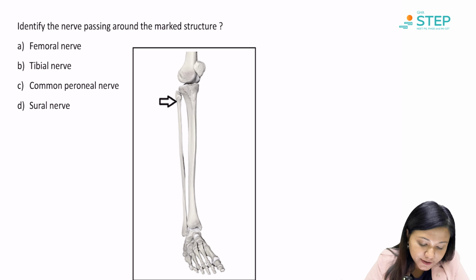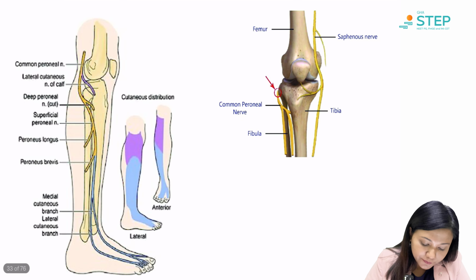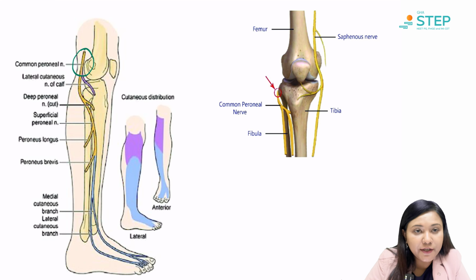Next question, identify the nerve passing around the marked structure. They have given femoral nerve, tibial nerve, common peroneal, and sural nerve. Now you know that this bone is the tibia, this is the fibula, and they have asked about the part surrounding the neck of the fibula. What is the structure surrounding the neck of the fibula? You know that structure is the common peroneal nerve. Now common peroneal will divide into your superficial peroneal and deep peroneal. The superficial peroneal will mostly supply the anterolateral aspect of the leg, and the deep peroneal will supply the anterior compartment or the extensor compartment.